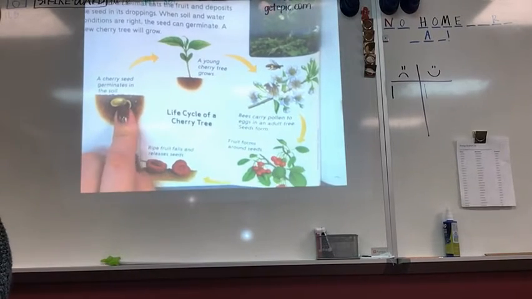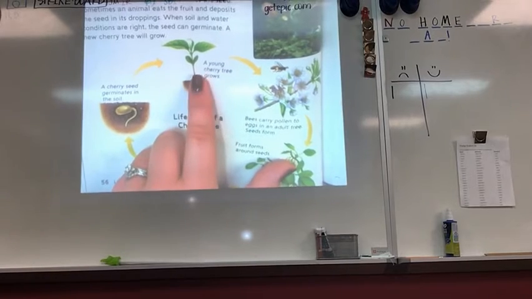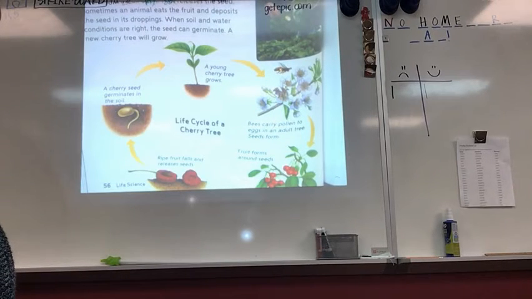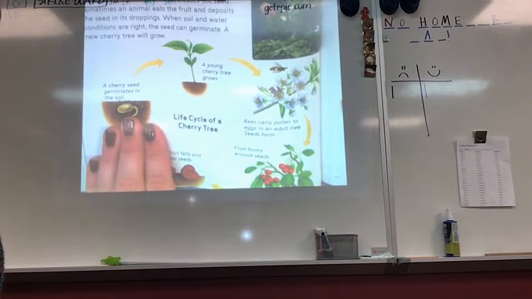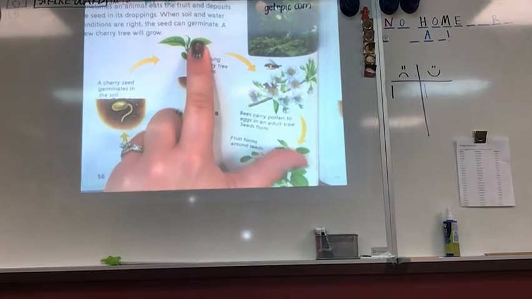What's my next step in this life cycle? Rylan? Nope. This middle one here. A young cherry tree grows. Good. So the seed germinates. The seed starts growing. It turns into a young cherry tree, and that starts growing.